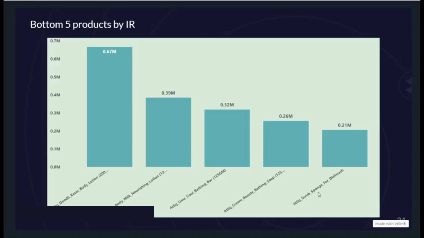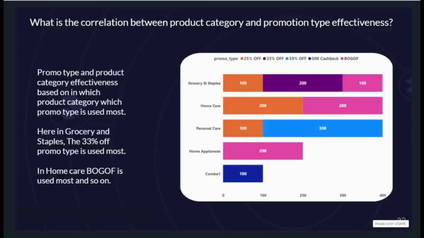Here, Atliq Crumb Sponge is the worst product in terms of incremental revenue, generating very little revenue, that is 0.21 million. So the next question is, what is the correlation between product category and promotion type effectiveness?